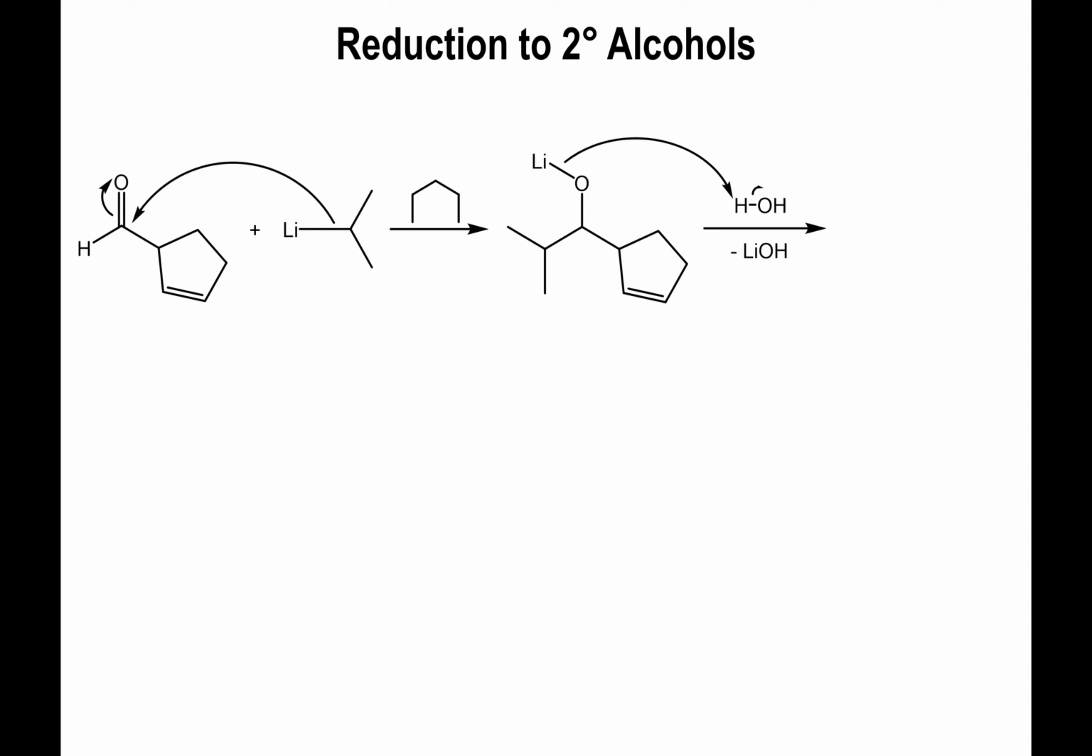Now, once you form the lithium alkoxide, then all you have to do is quench the reaction by adding water. The lithium alkoxide will react with water, removing a proton and producing lithium hydroxide in the process. And of course, now we have our alcohol. You could also do this with a Grignard reagent. So this is not exclusive to the lithium alkyls. This can absolutely be done with the Grignard reagents.